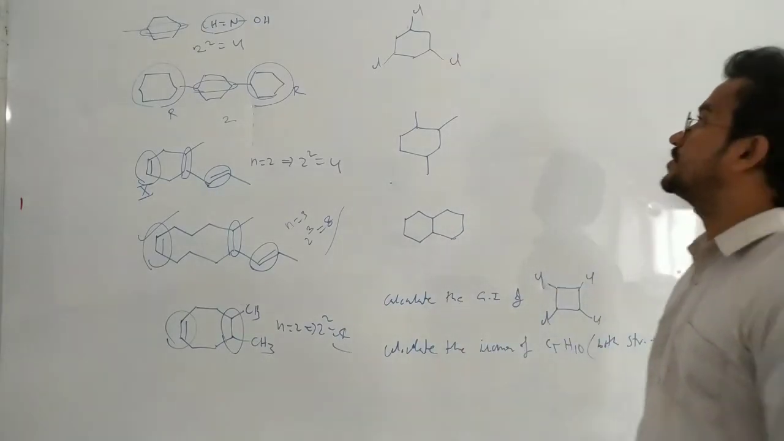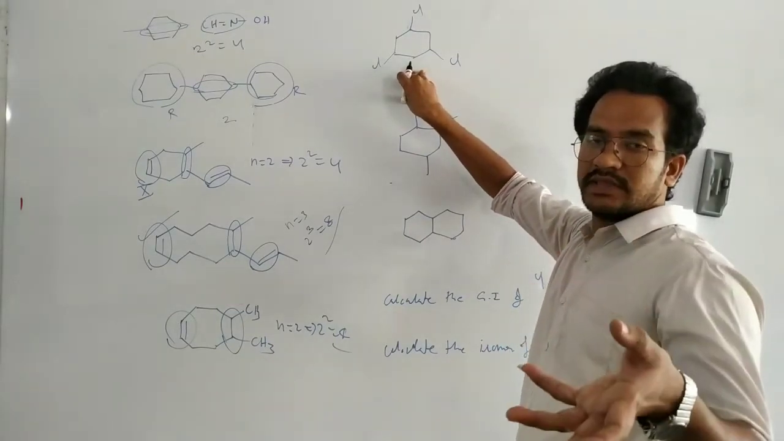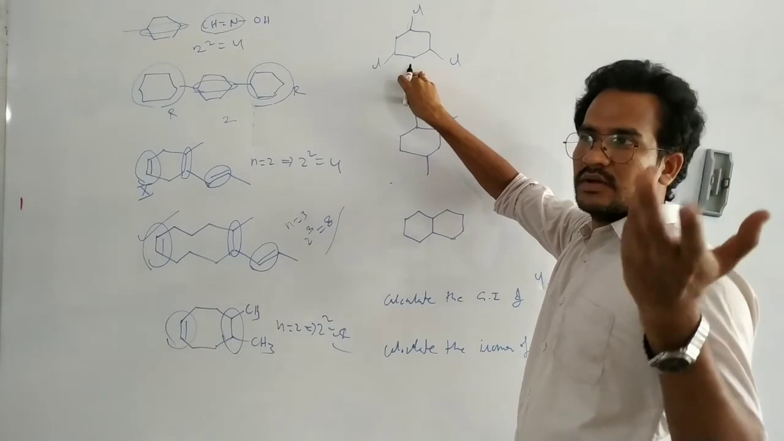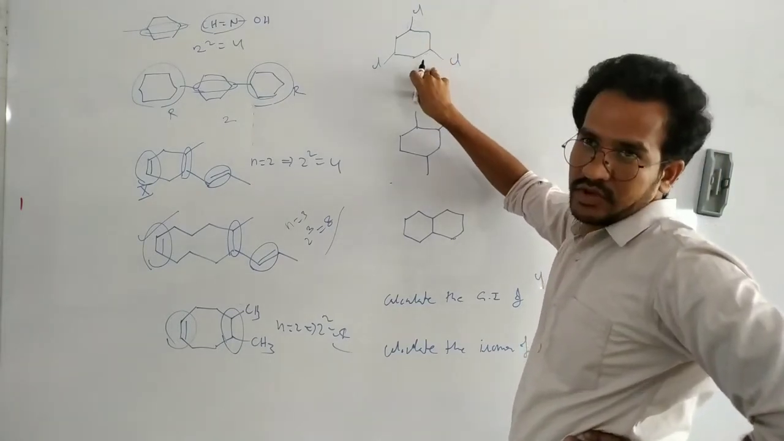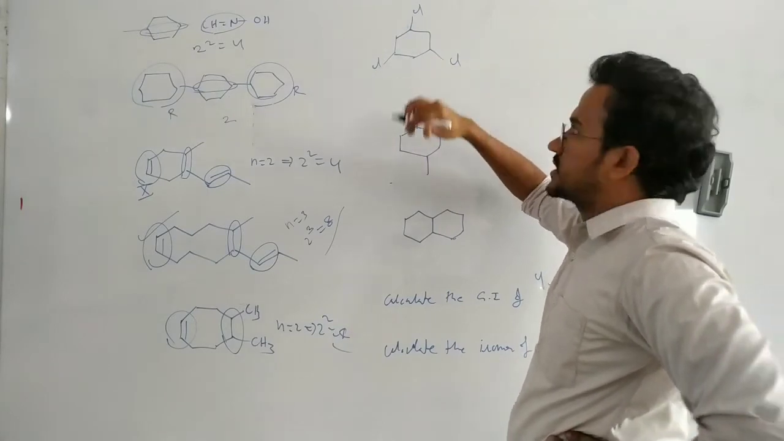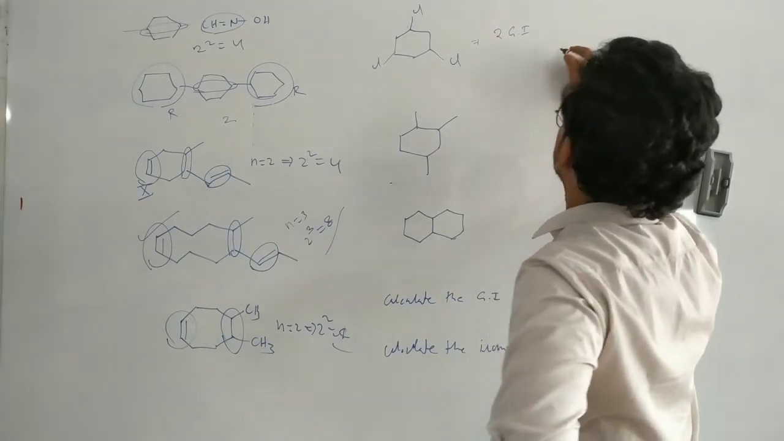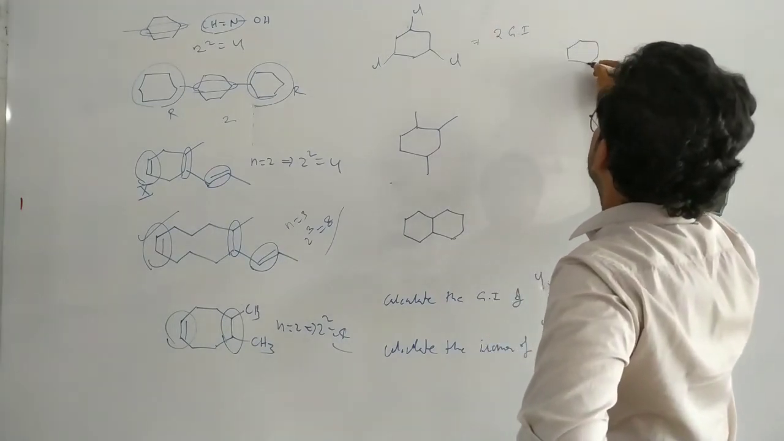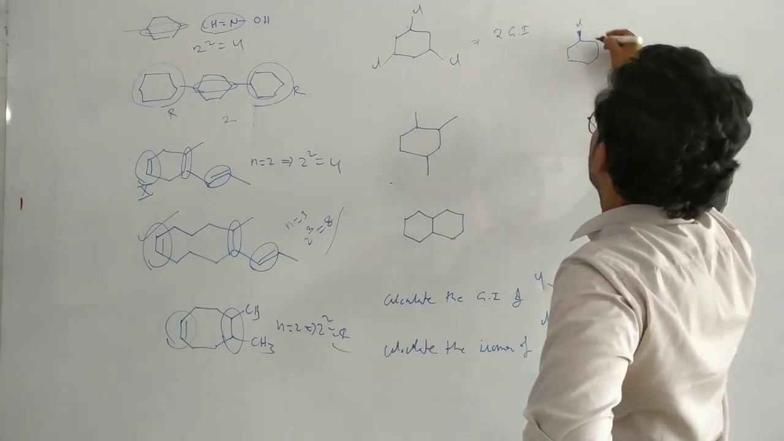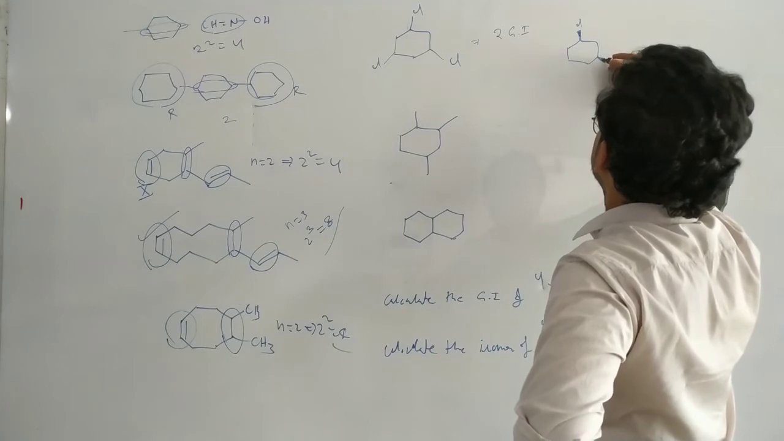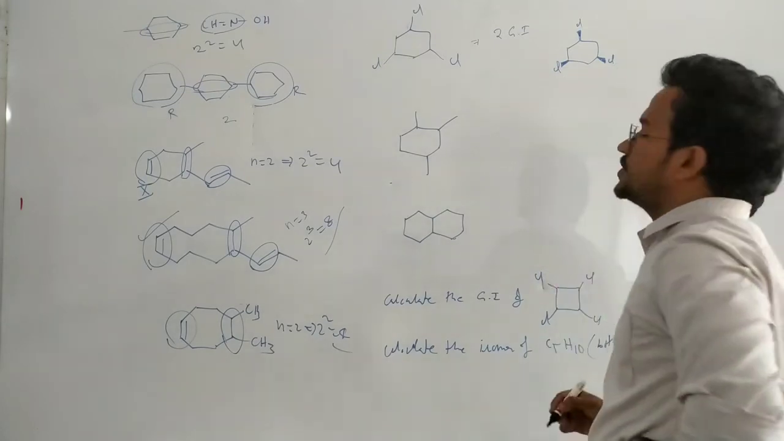Okay, now coming to this one: 1,3,5-trichlorocyclohexane or 1,3,5-trimethyl cyclohexane. What are the substituents here? This structure has only 2 geometrical isomers. Different one: you can see here in this case all are in cis position. All are in cis position.